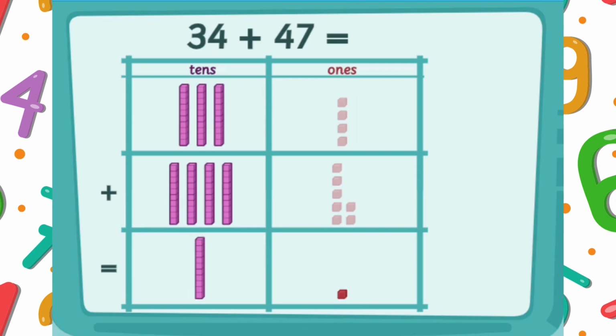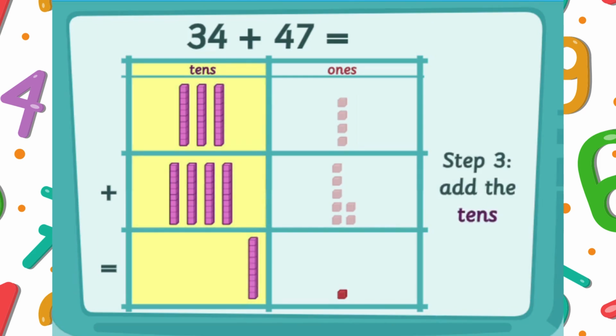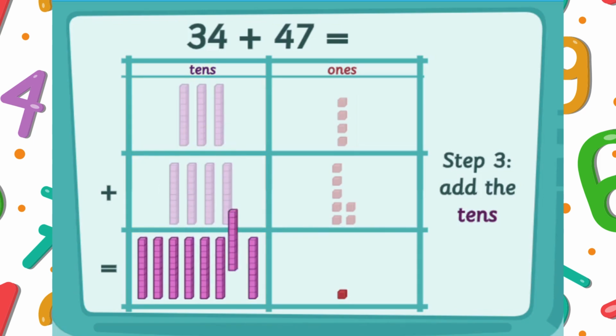Now, Sten adds the tens blocks to see how many he has in total, not forgetting to include the regrouped 10. 1, 2, 3, 4, 5, 6, 7 tens and 1 makes 8 in total. 8 tens. Now, Sten can read the number that the blocks represent. 8 tens and 1 is the number 81. 34 add 47 equals 81.